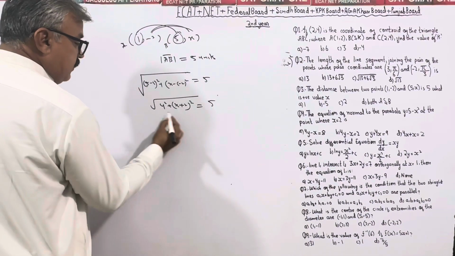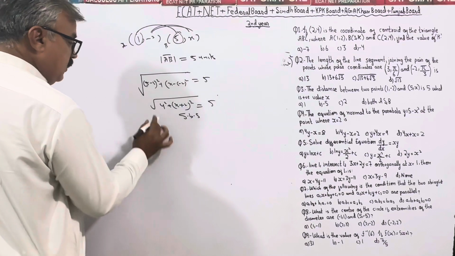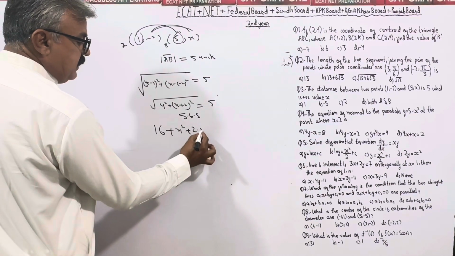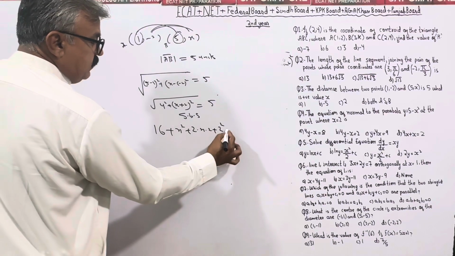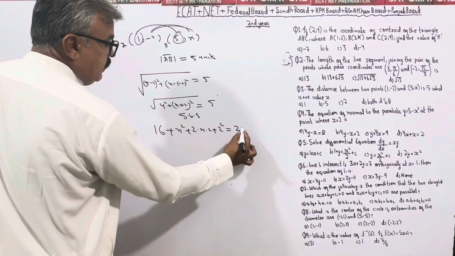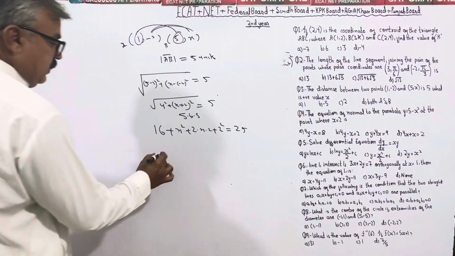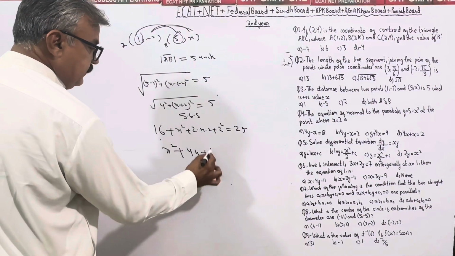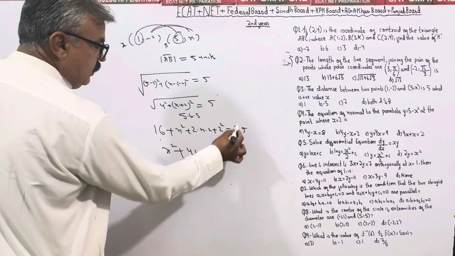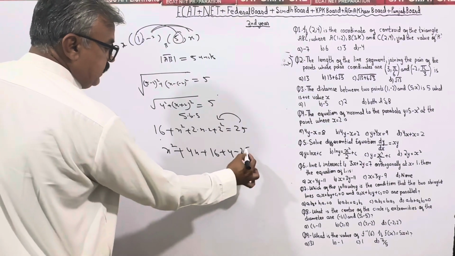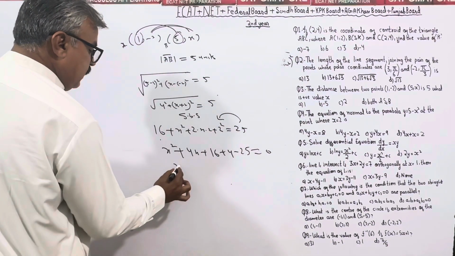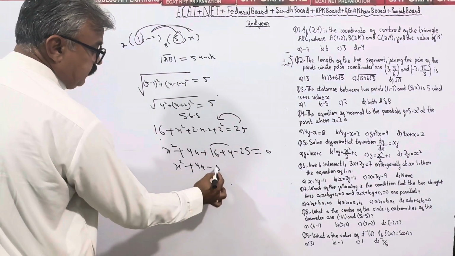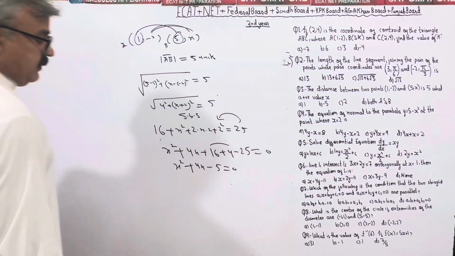To get rid of the square root, squaring both sides, we have 4 square is 16. Open up: x square plus 2 times x times 2 plus the square of 2 is equal to the square of 5, which is 25. Solve for x square plus 4x plus 16 plus the square of 2, which is 4. Shift 25 here, it will become negative 25, equal to 0. So we have x square plus 4x plus 20 minus 25, minus 5 is the answer.